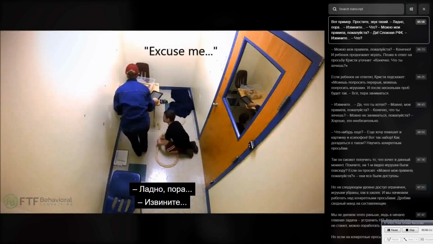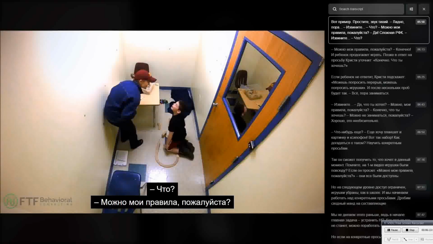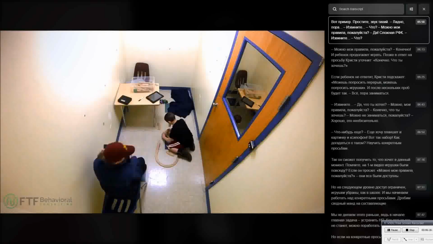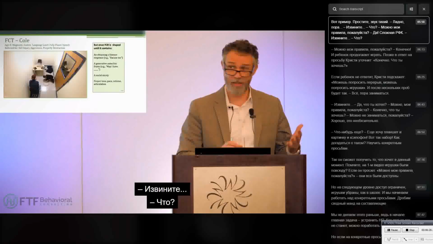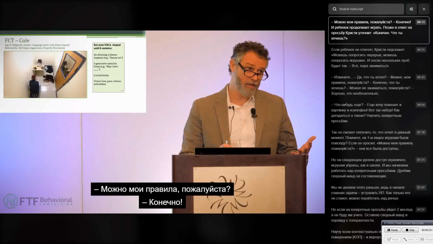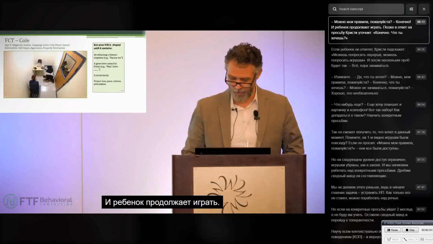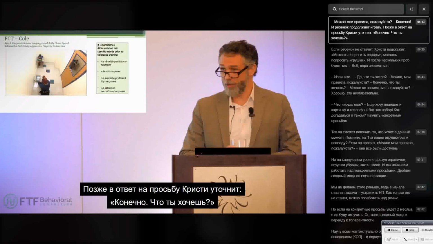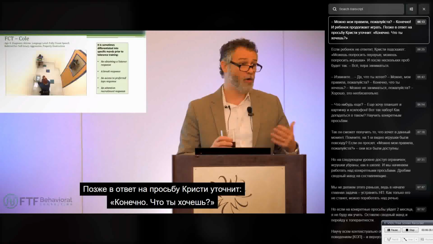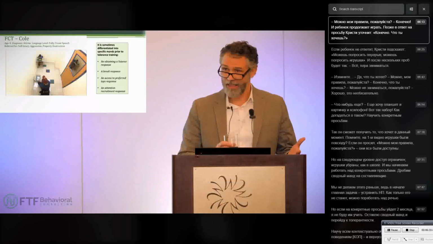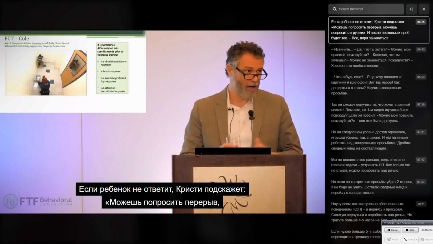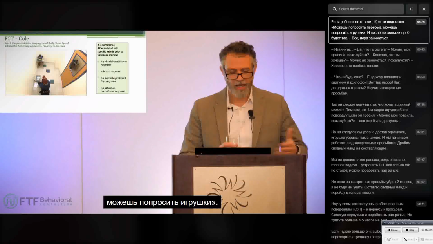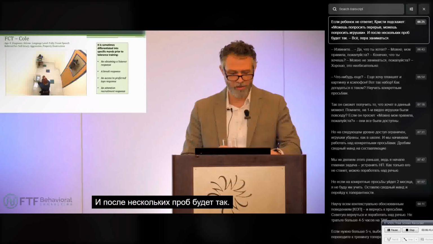All right, excuse me. What's up? Oh, yeah. So that's complex. Excuse me, what's up? "May I have my way, please?" Of course. You're just continuing to play. Then what Christy did was she would say, "May I have my way, please?" She'd say, "Of course. What would you like?" If he didn't respond, she would tuck in the prompt. You can say, ask for a break. You can ask for your stuff. And then through some trials, this is what it looks like.